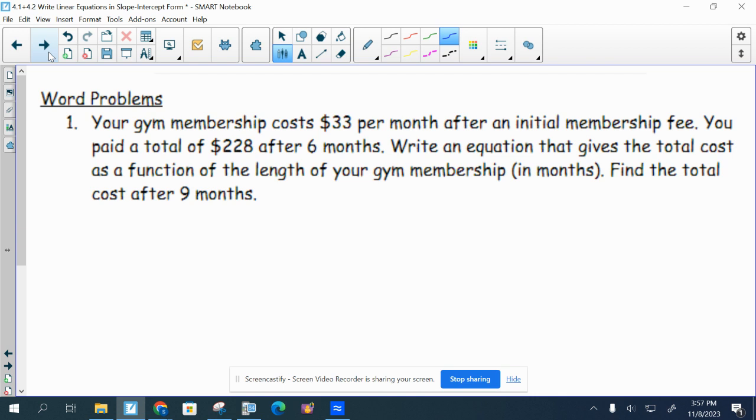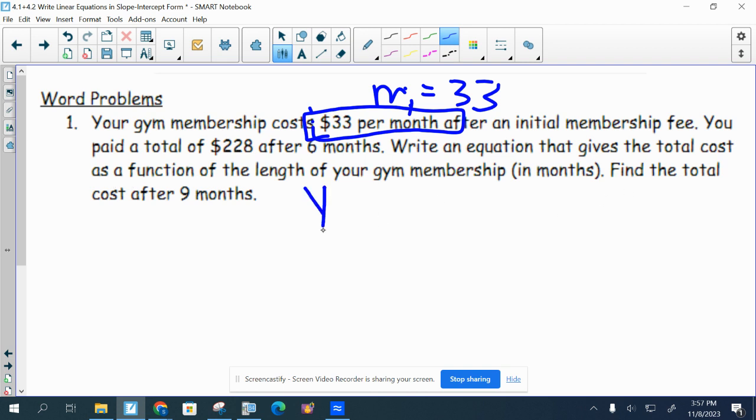So here are a couple word problems. The first one is your gym membership costs $33 per month after initial membership fee. So whenever it says per month, that means that's your rate, that's your slope. So the slope is 33. You've paid a total of $228 after 6 months. Write an equation that gives the total cost as a function of the length of your gym membership.